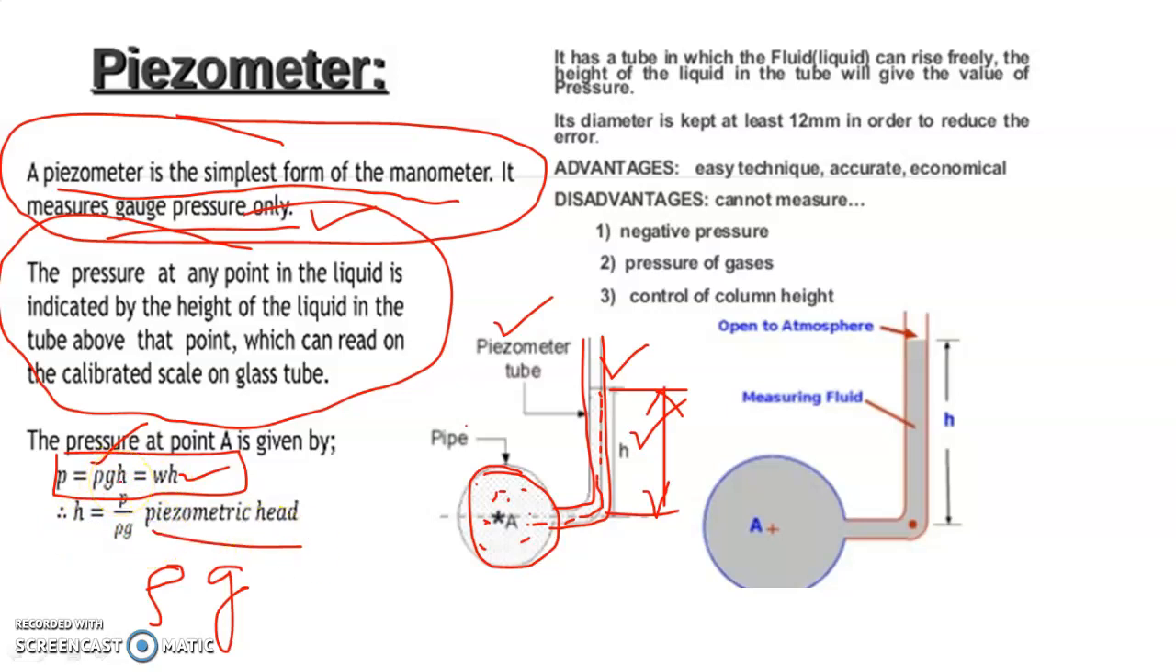H means height of the liquid also. Sometimes it is referred to as head also. Okay, H we can define as height, and head we can define as head. So there is no difference.